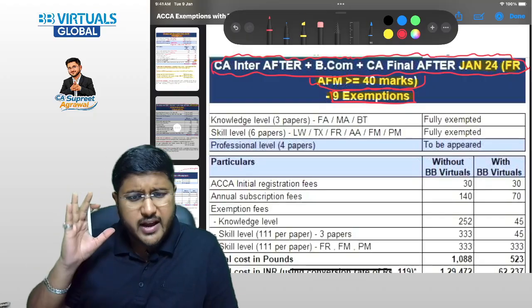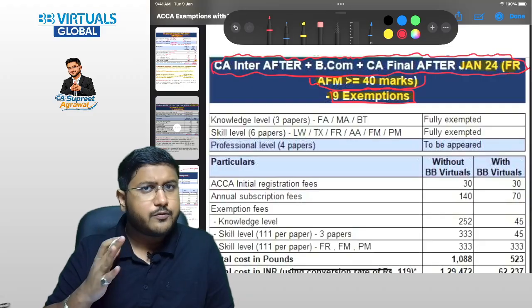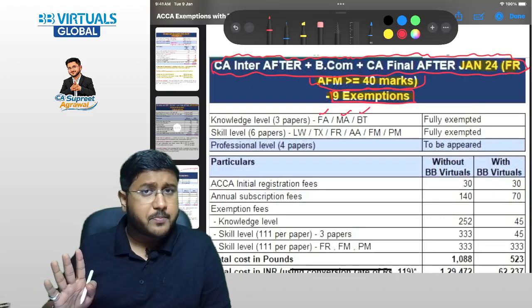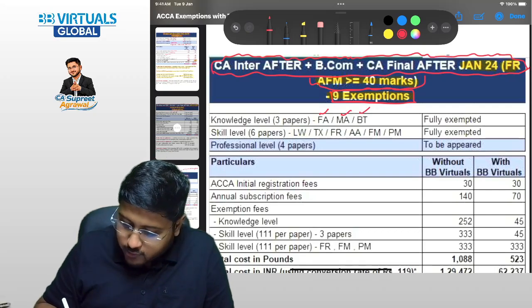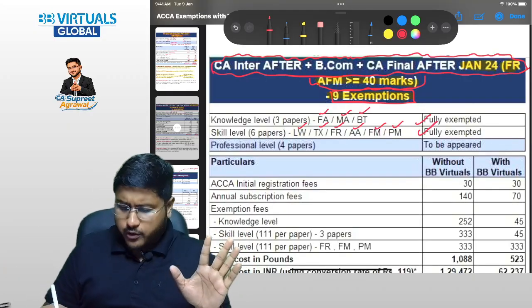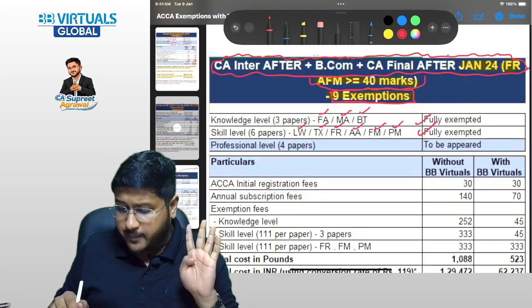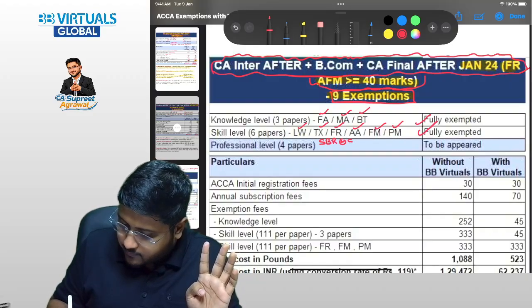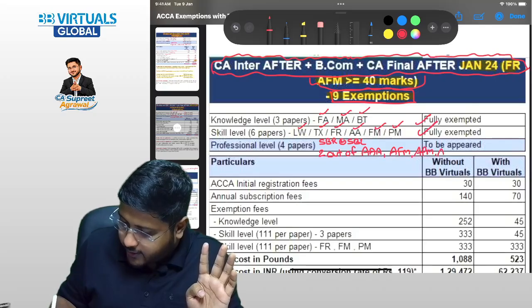Just in case you have any queries regarding it, please feel free to connect with me or my team for that. Now FA, MA, BT, these 3 are the exempted papers in the knowledge level. Then skill level, all 6 papers, law, TX, FR, AA, FM and PM, all 6 are fully exempted. Then what will you have to appear for? You will have to appear for 4 papers of the professional level, which is SBR plus SBL, 2 out of AAA, AFM, APM or ATX.